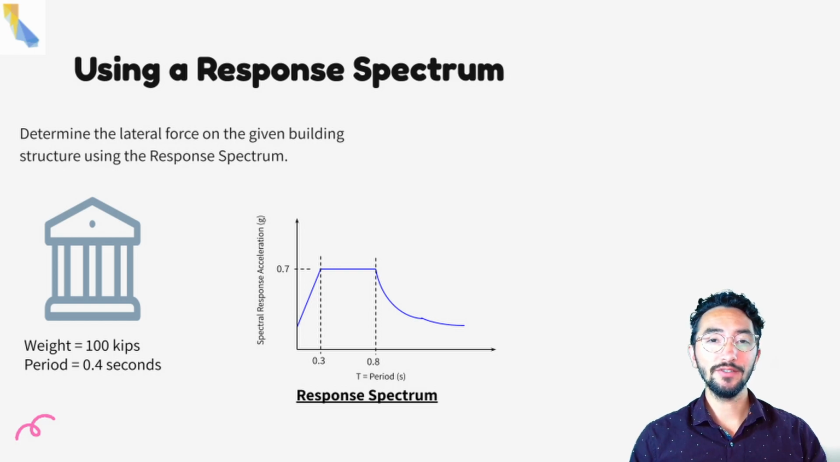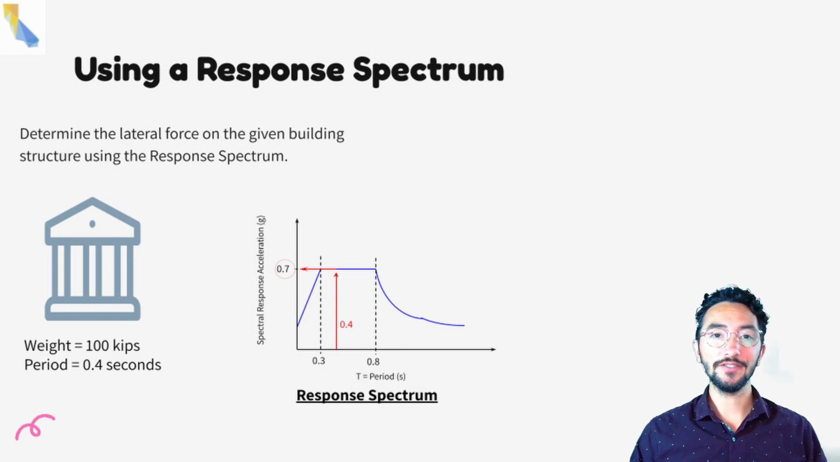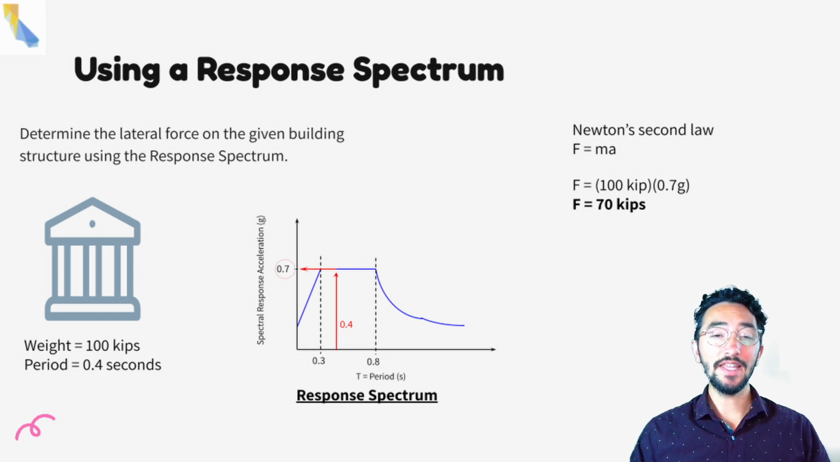Remember, all we have to do to use it is, given a period, we enter the graph and read off the corresponding number for the spectral acceleration. So let's assume we had a building that weighs 100,000 pounds, or 100 kips, with a fundamental period of 0.4 seconds. We would enter our response spectrum at 0.4 seconds and read off the value of 0.7 for our spectral acceleration. Now with our spectral acceleration, all we have to do is multiply that acceleration by the weight of the building to get our design lateral force. So it's F equals ma, Newton's second law, 0.7 times 100 kips is 70 kips, and that would be our answer.